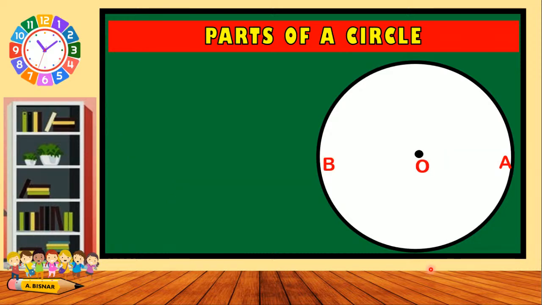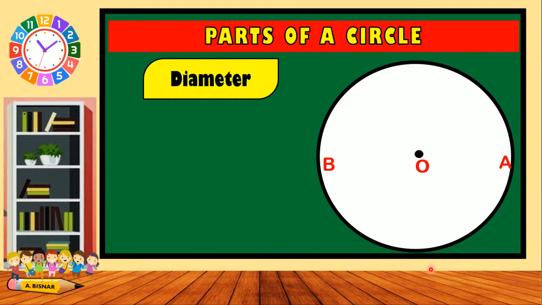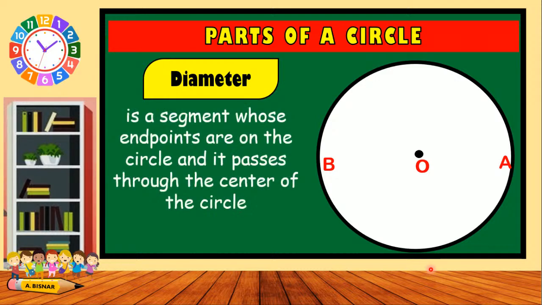Next one. The radius, diameter. Diameter is a segment whose endpoints are on the circle and it passes through the center of the circle. So, ibig sabihin, kapag diameter, mula sa point, dadaan sa center, magtatapos ulit sa point na nasa circle.